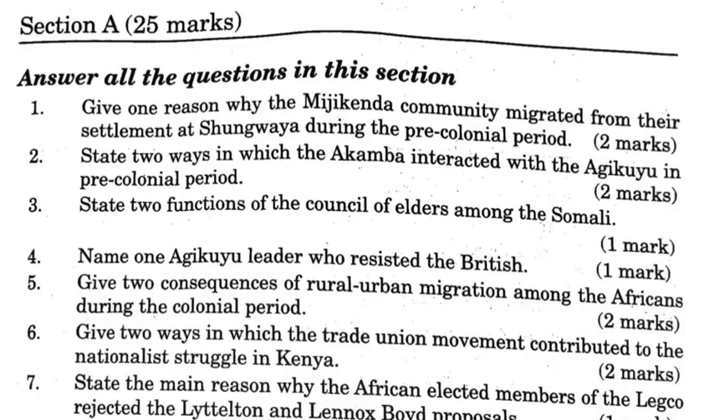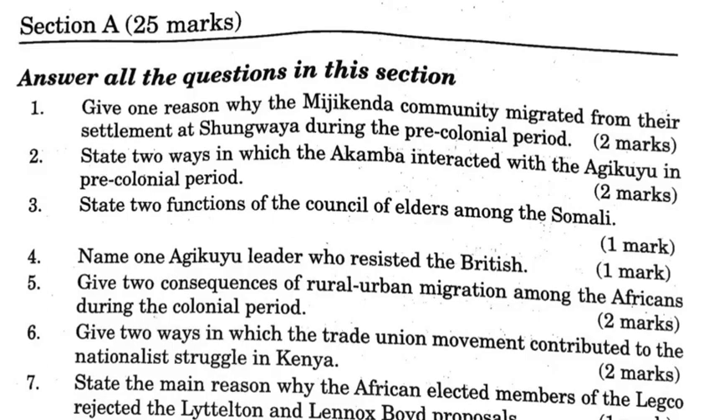Question 5. Give two consequences of rural-urban migration among the Africans during the colonial period. 1. While most of the urbanized Africans retained their cultural identities, a few lost their ethnic roots. 2. The integration of people of different backgrounds in the urban areas aroused political consciousness among the Africans. 3. Some of the urbanized Africans were converted to Islam and Christianity.